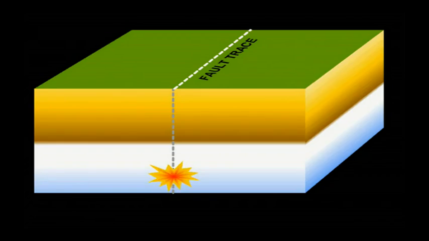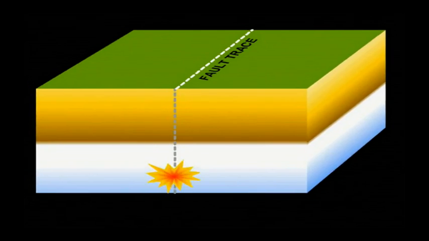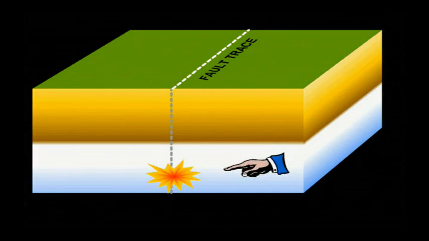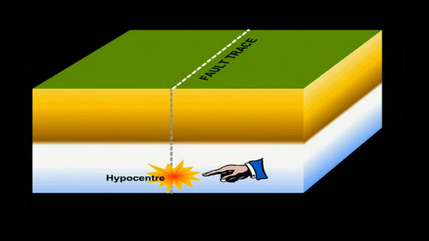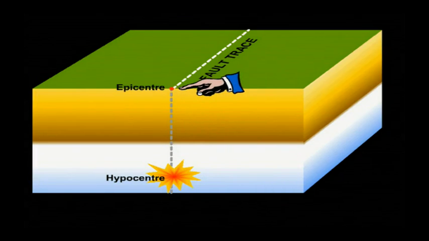When the accumulated energy is released along the fault line, the earth shakes with convulsions and an earthquake is felt in the region. The point below the earth where the earthquake's energy is released is called hypocenter, and the point directly over it on the earth's surface is called epicenter.